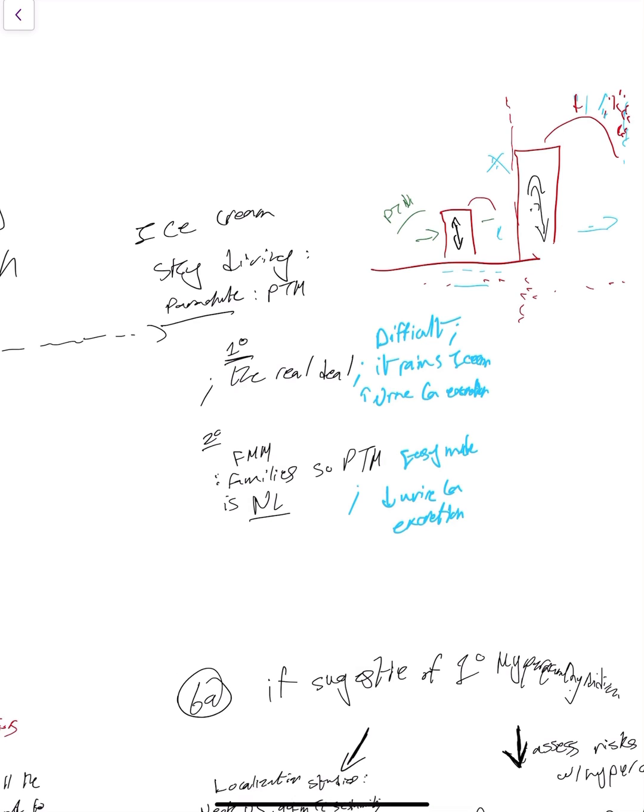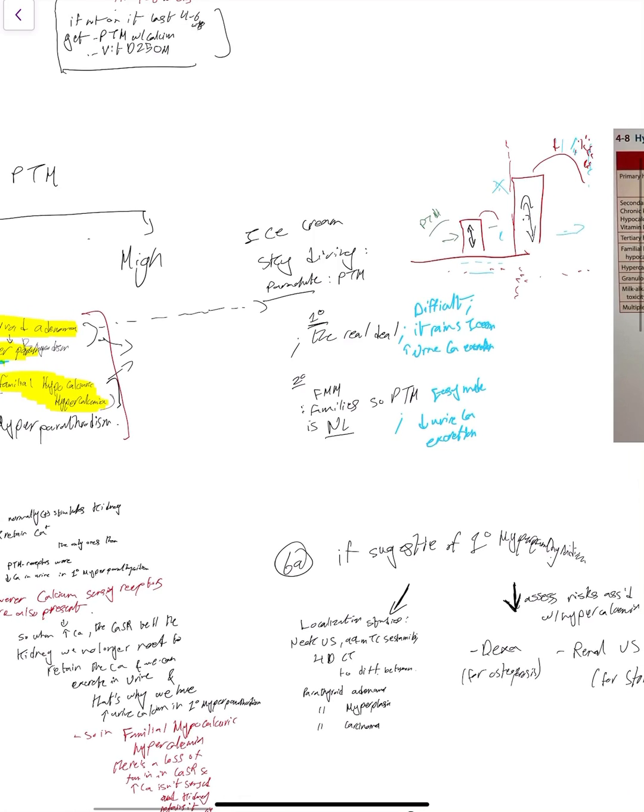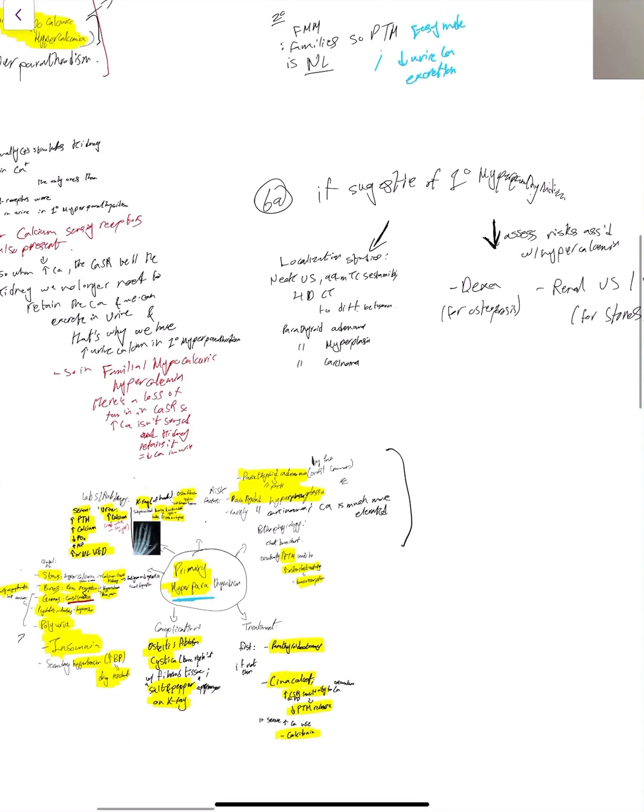And what does this mean? That means in primary hyperparathyroidism, you have increased calcium excretion in the urine, which is not the case for familial hypocalciuric hypercalcemia.